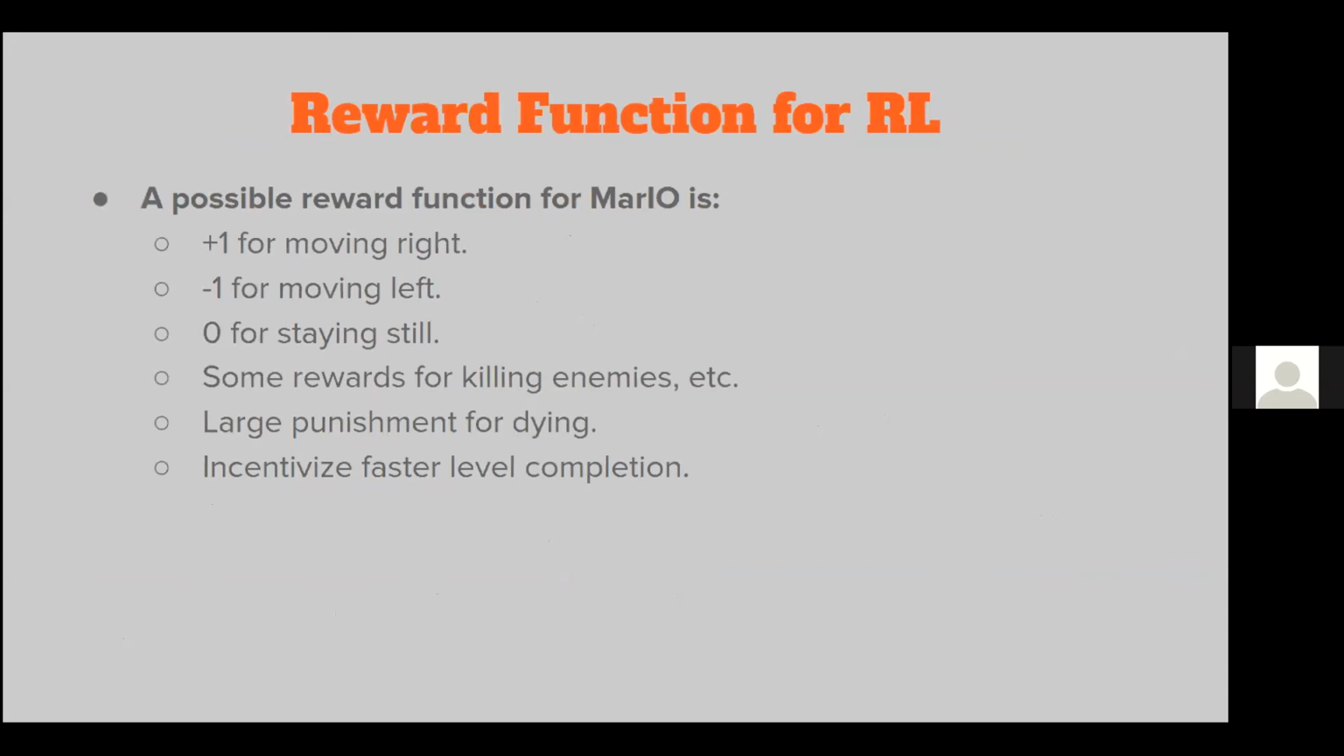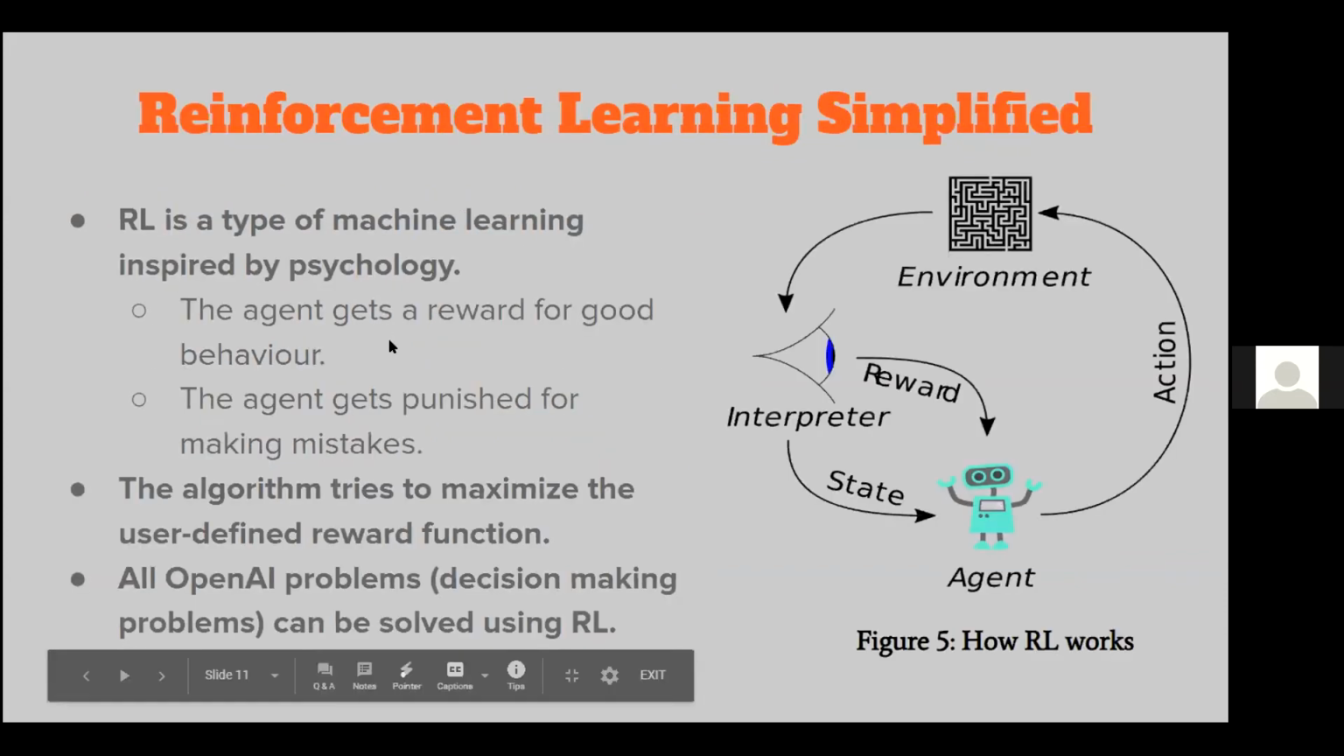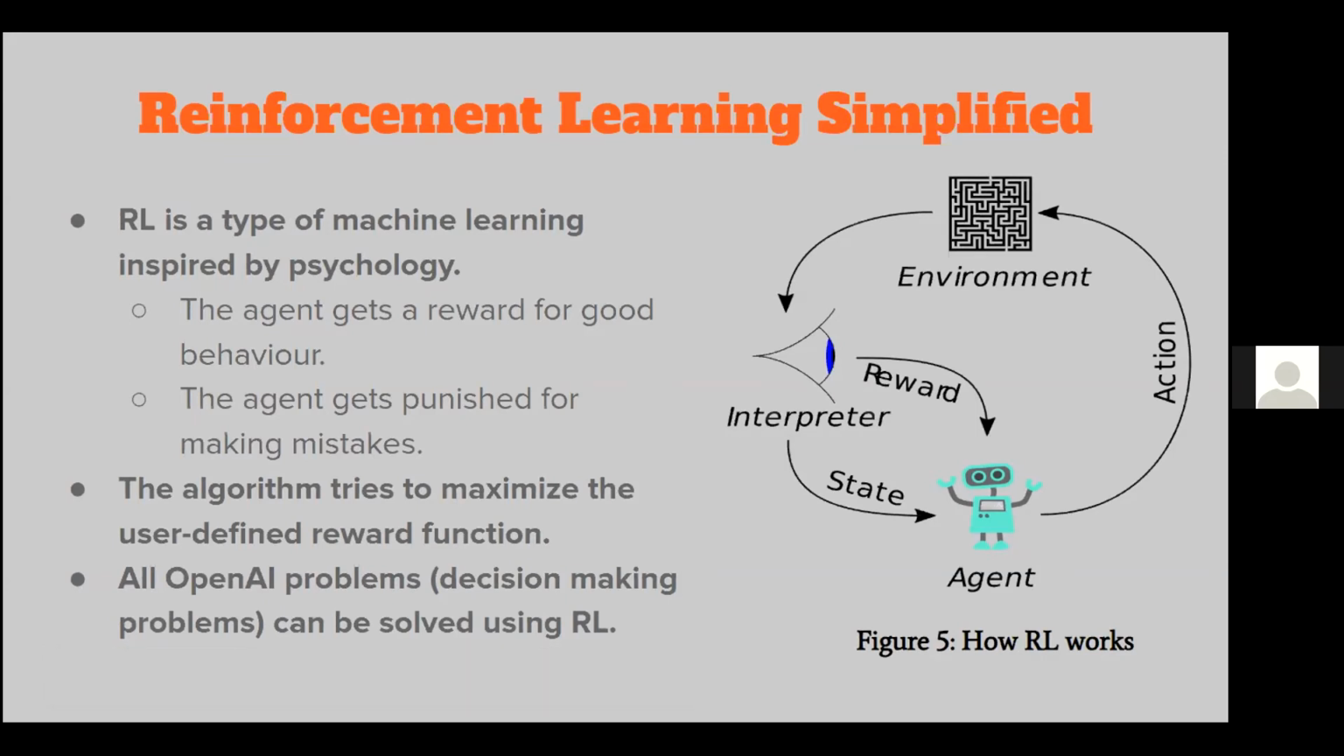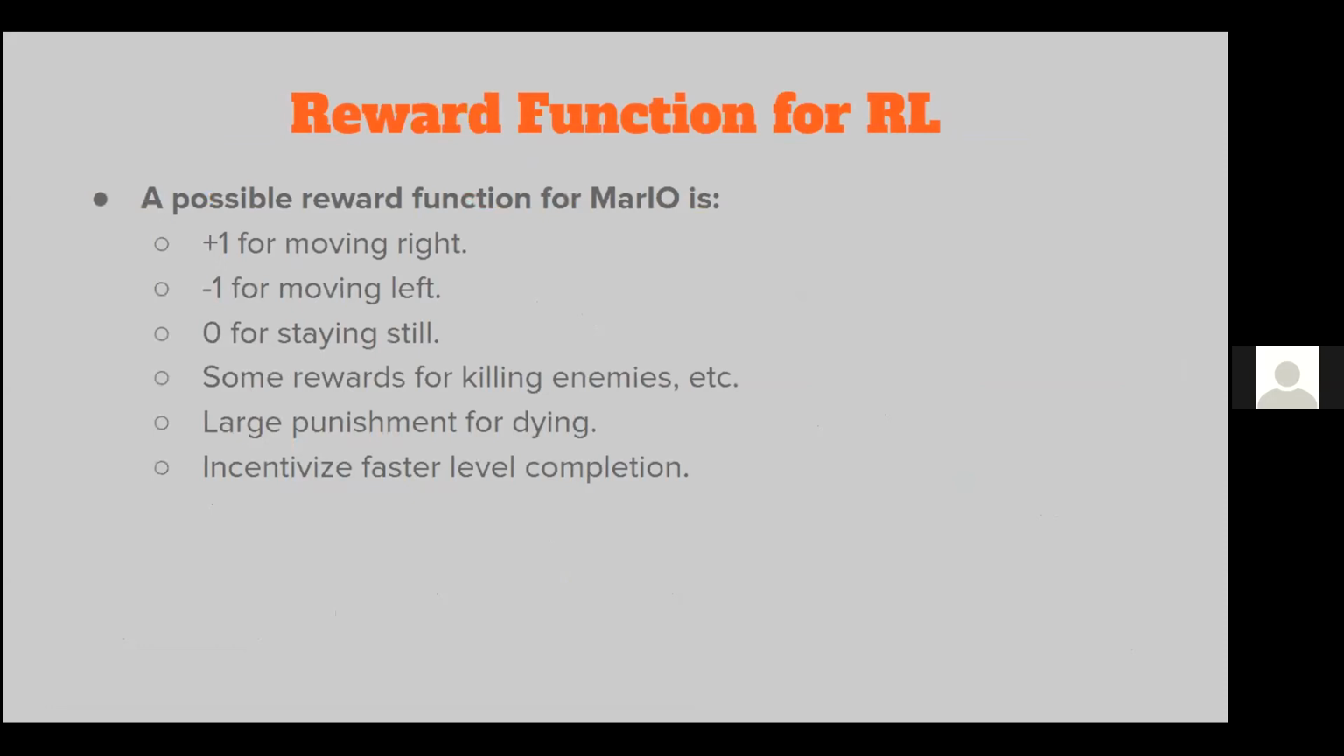So if you can recall, you basically have to reward good behavior and punish bad behavior. In the context of Mario, this is how something would look. You give it some positive reward for moving right, and if it decides to move left for some reason, you penalize it. And you also don't want it to stand still in one position, right? Because that means you won't end up progressing.